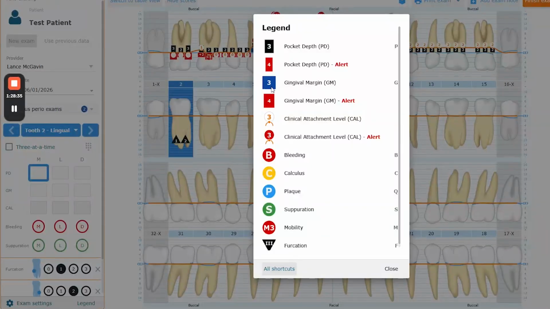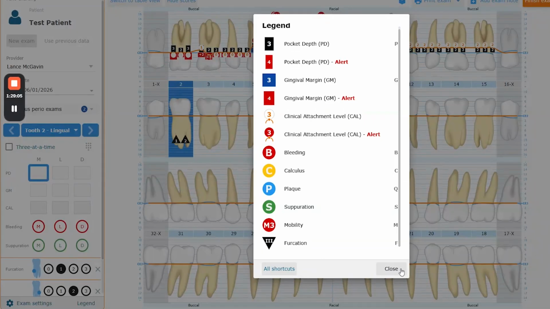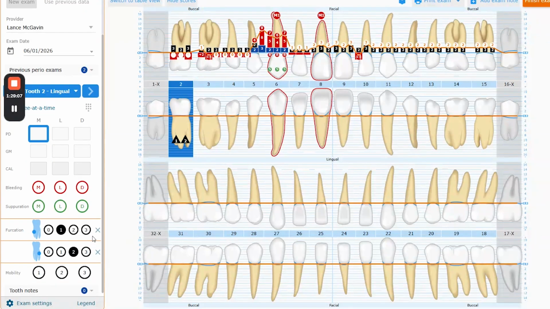Then gingival margins less than 4 is going to be in blue. Over 4 is going to be in red. Those are going to stack on top of each other. Clinical attachment level, it's going to be a point with this line connecting. And then if clinical attachment level is over 3, that's a bad sign, so it's going to turn it red for us. Bleeding, red. Calculus, yellow. You can actually mark calculus down here too. Plaque, suppuration, mobility, furcations.